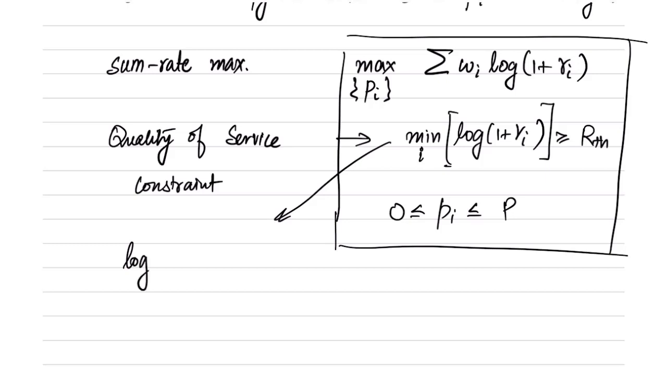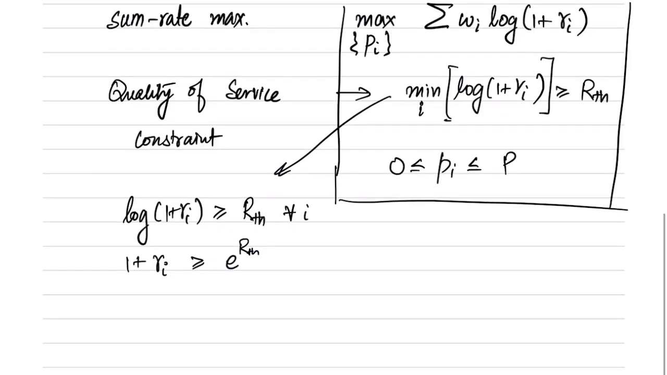which is simply saying that log of 1 plus gamma i is greater than or equal to RTH for all i, or you could say that 1 plus gamma i is greater than or equal to e raised to the power RTH. Remember that RTH is given, and gamma i is a function of P. Or you could say that gamma i is greater than or equal to e raised to the power RTH minus 1. So this is simply a constraint of that form. Let us call this gamma TH.